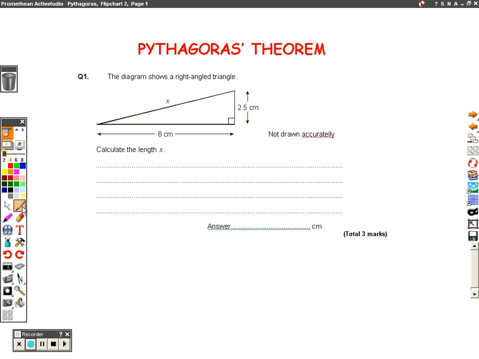Now, in this question, question 1, you're looking to find the hypotenuse, which is your longest side. So if you're finding your longest side, you square your two values and you add them. If you're trying to find a shorter side, you square the two values and you subtract them. So we're going to square 6, square 2.5 and add them. That gives us a value of 42.25. Last thing you must remember to do is take the square root of that, which gives you an answer of 6.5.